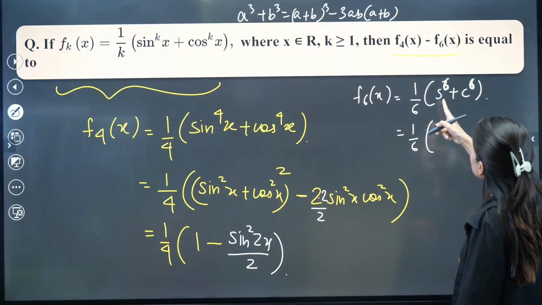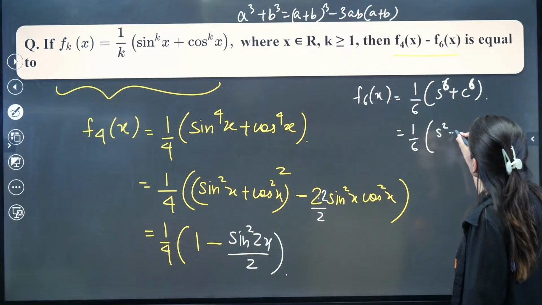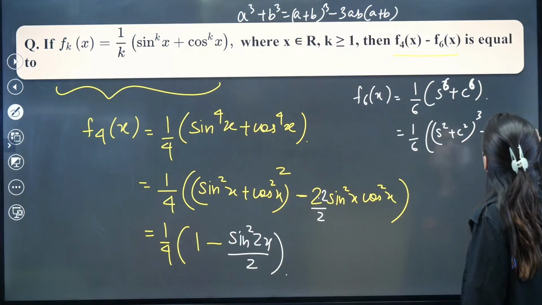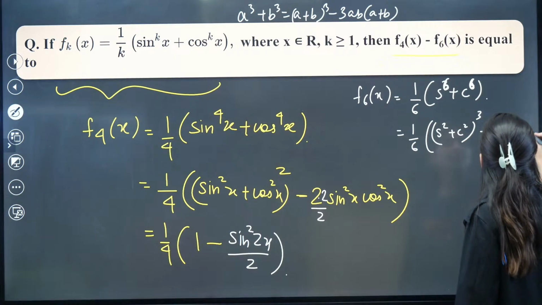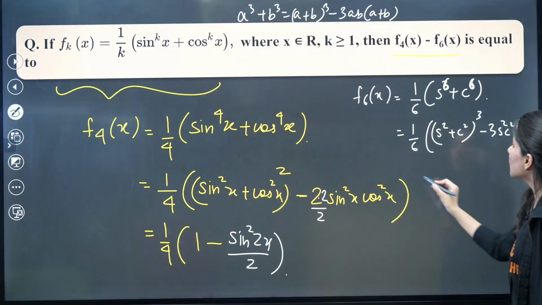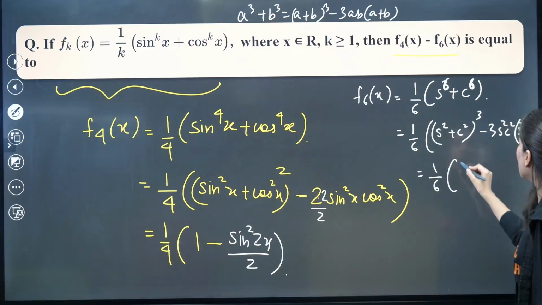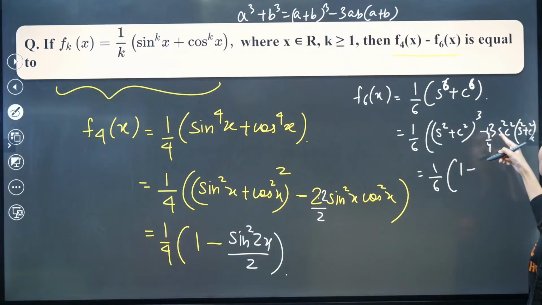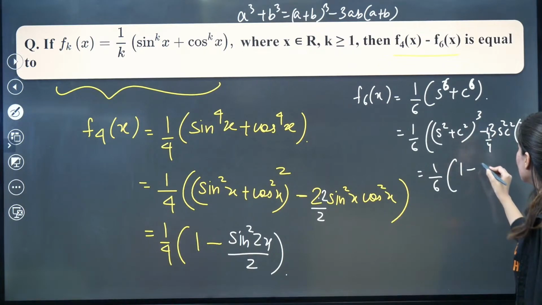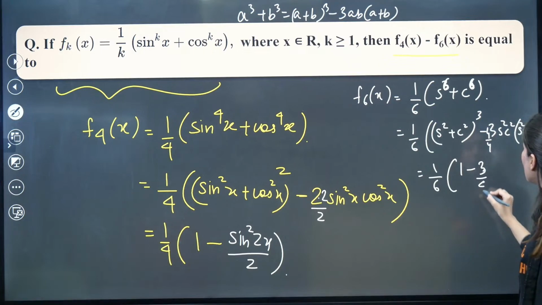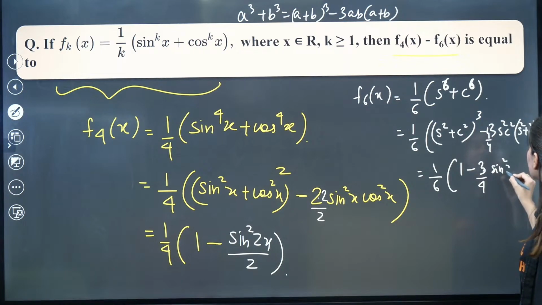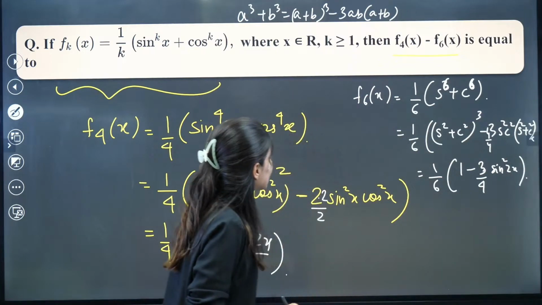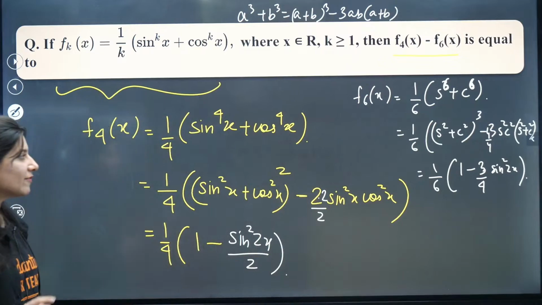So I'm going to apply a cube plus b cube. So sine square plus cos square whole cube minus 3 sine square cos square, and a plus b is sine square plus cos square, right? So this is 1 by 6 into 1 minus. Now 3, I need 1, 4 and 4, because 4 sine square cos square will be sine square 2x. So this is 3 by 4 sine square 2x. Okay, this is 3 by 4 sine square 2x. This is f6x. f4 and f6 are ready.